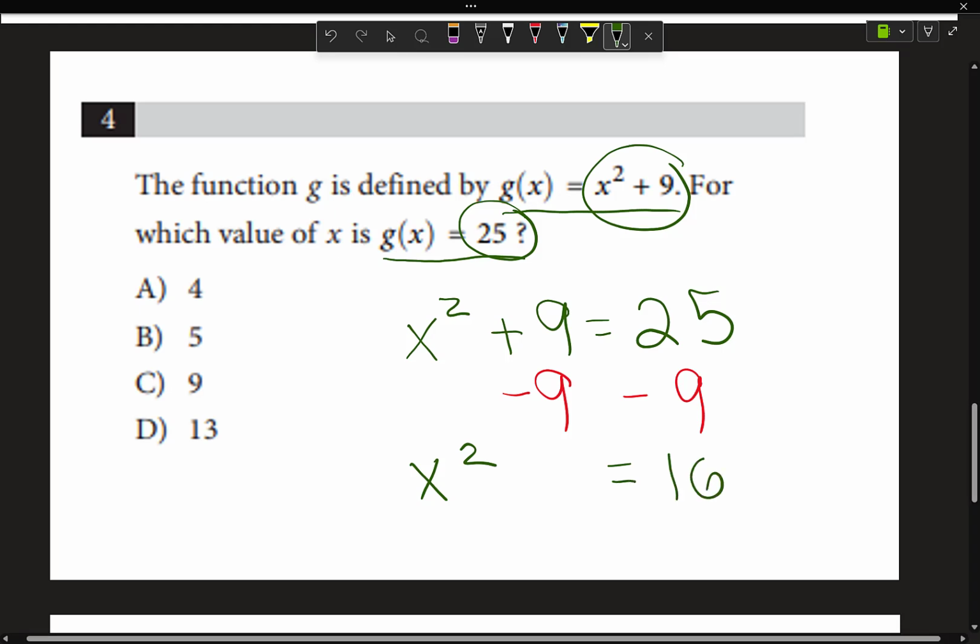So x squared equals 16. At this point, you can think, well, what number squared equals 16? And that's, of course, 4.